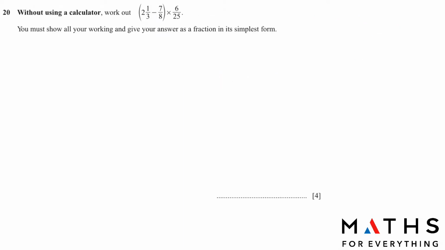Question number 20. Without using a calculator work out this fraction, we must show all the working and give the answer as a fraction in its simplest form. The first thing you will have to do is change the mixed fraction into an improper fraction. Multiply the denominator by the number on the side. Whatever answer you get, you add it with the number on the top, the numerator. So 3 multiplied by 2 plus 1 is 7 over 3 minus 7 over 8. Put a bracket, multiply by 6 over 25.